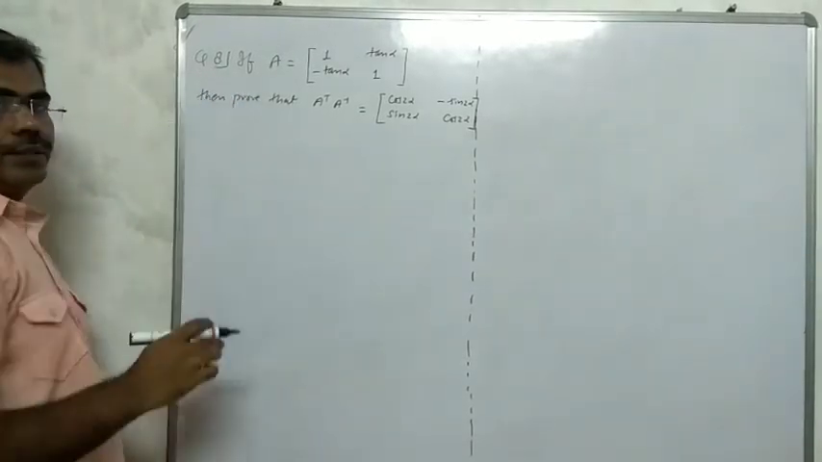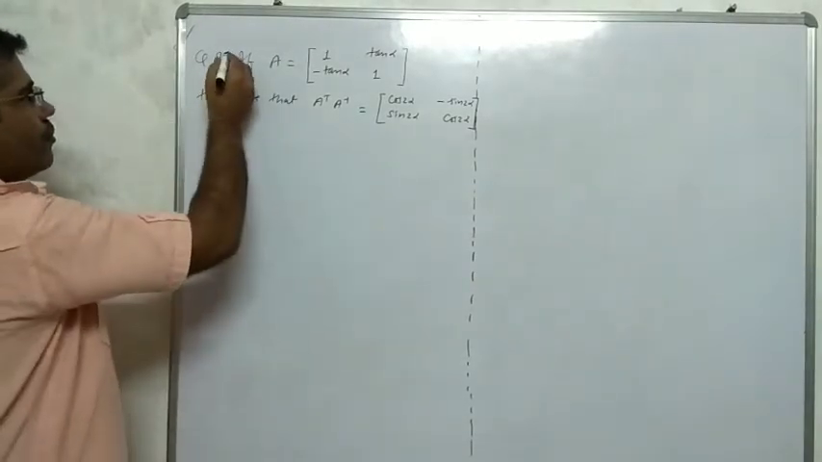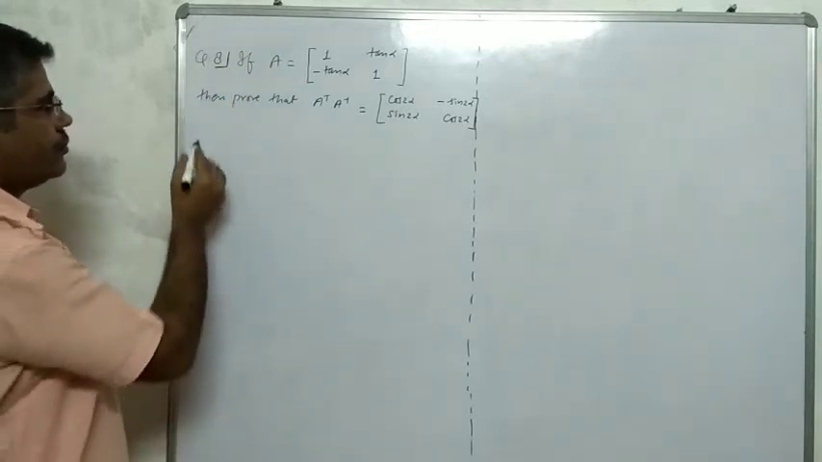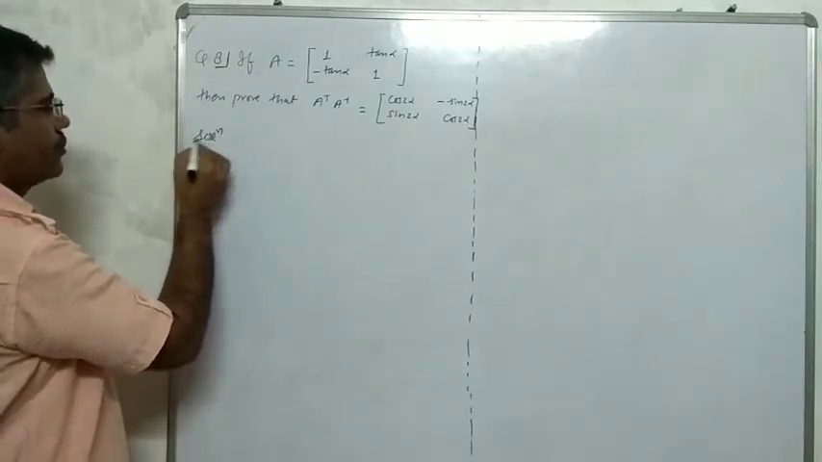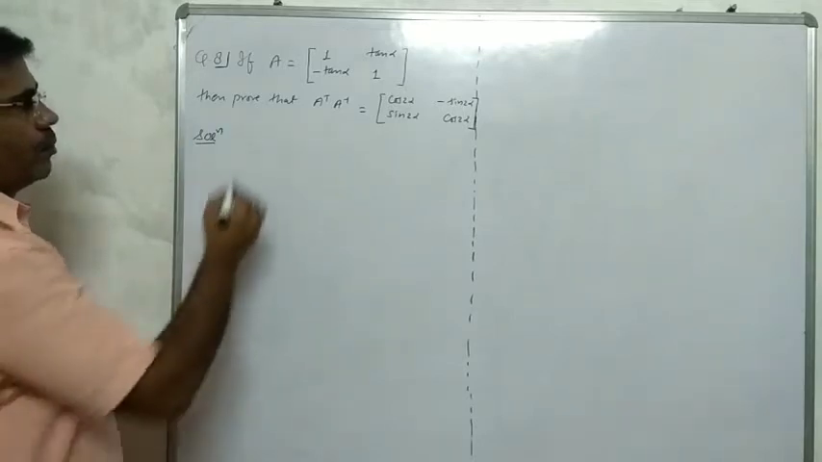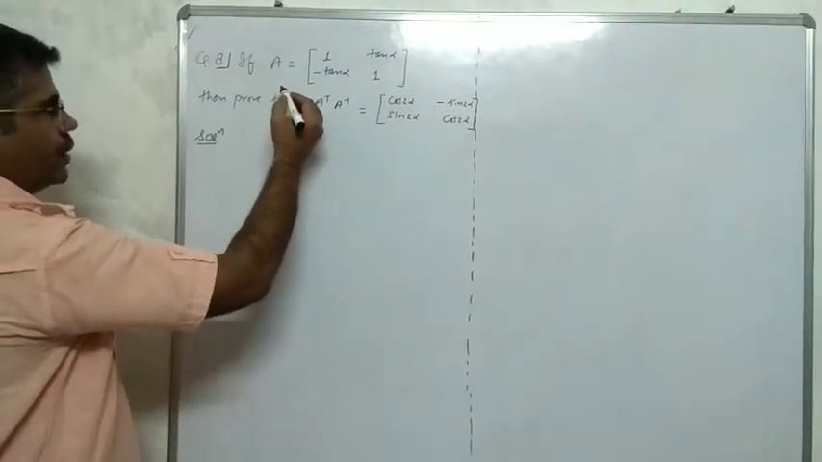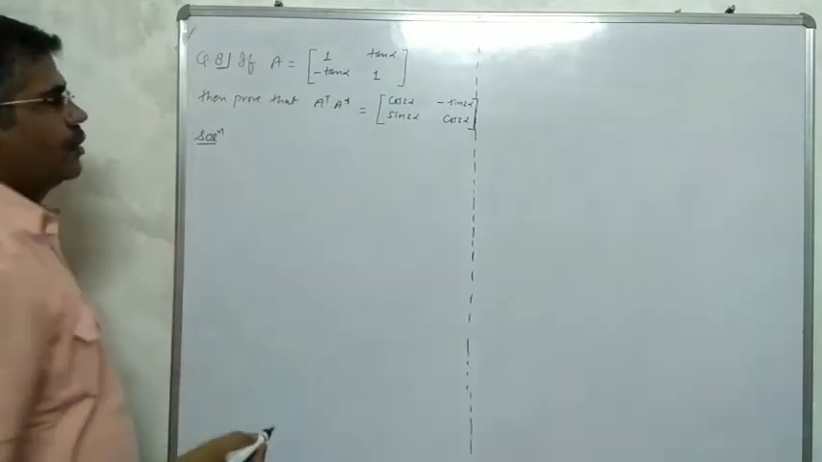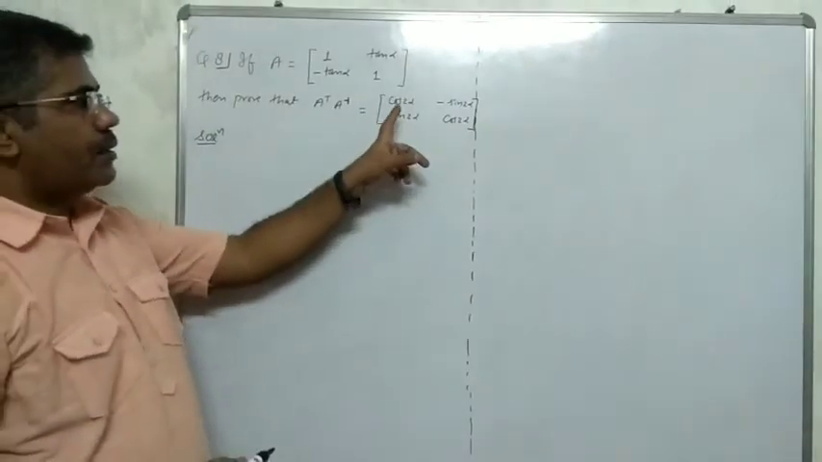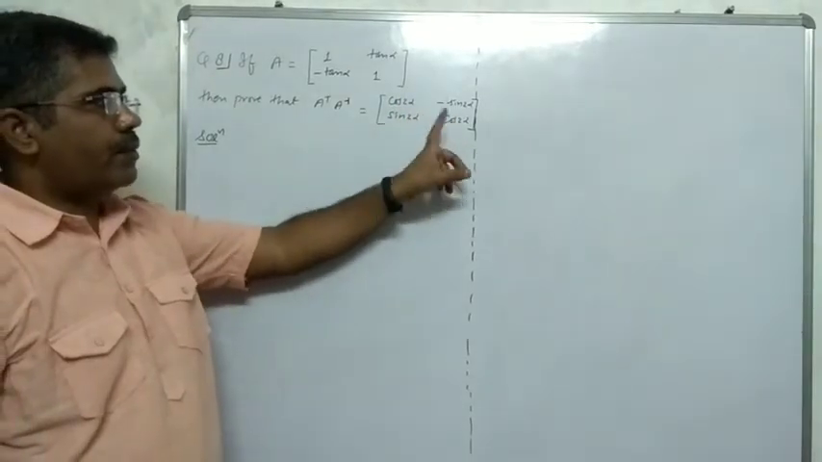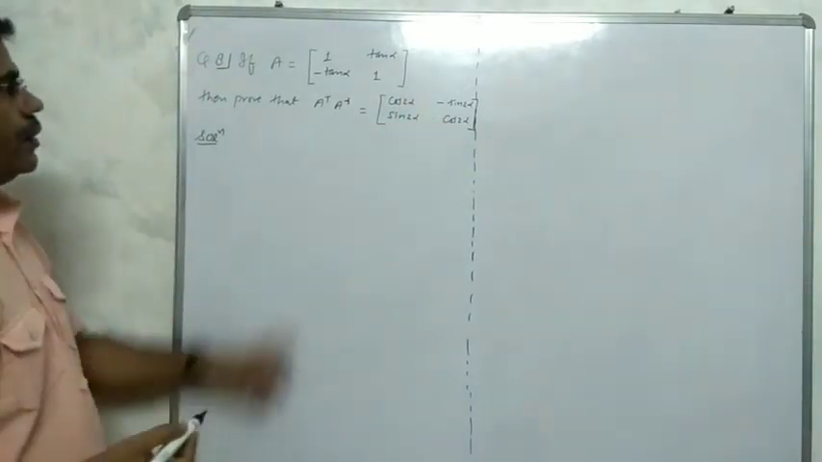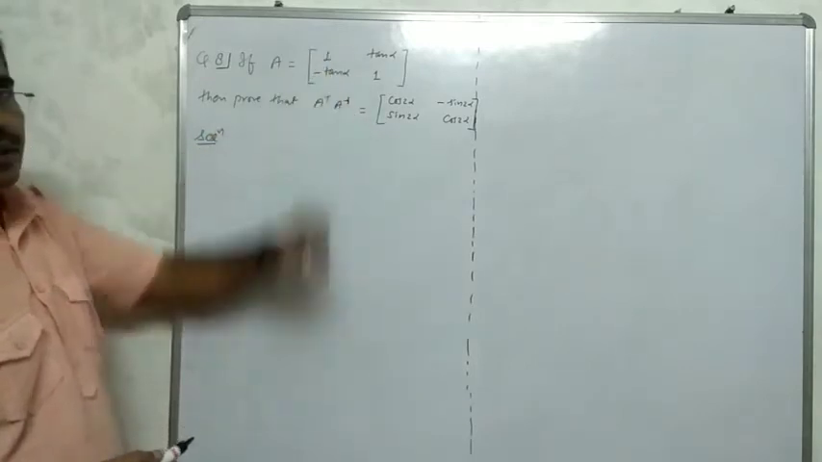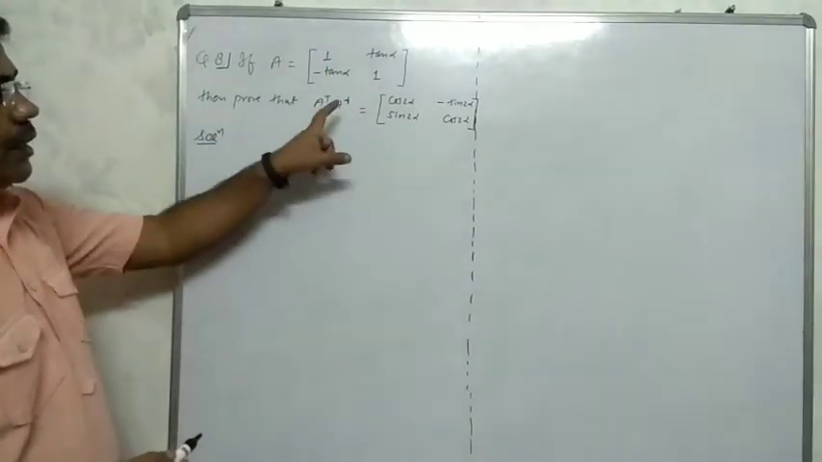Question number 8. Next question 8. Prove that transpose of A into A inverse equals the matrix [cos 2 alpha, sin 2 alpha; minus sin 2 alpha, cos 2 alpha], where A is [1, minus tan alpha; tan alpha, 1]. We find A inverse.